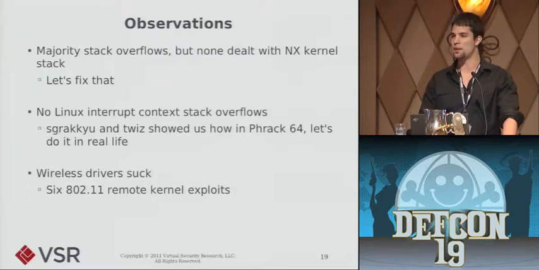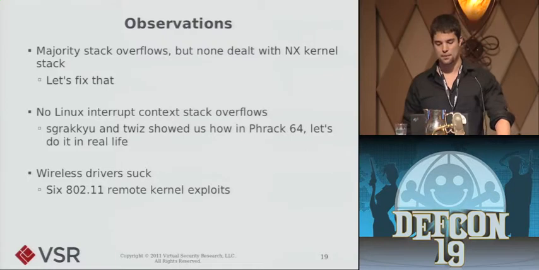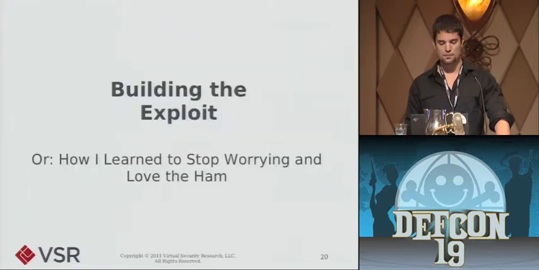sgrakkyu and twiz published an article in Phrack 64 called Attacking the Core: Kernel Exploiting Notes or something to that effect. And they sort of described the steps you need to go through to do this, but it was for a vulnerability introduced for the sake of demonstration. And I wanted to provide a real-life example. And the last observation is that six of the 18 exploits were for issues in 802.11 code. So I think wireless drivers could probably use some improvement.